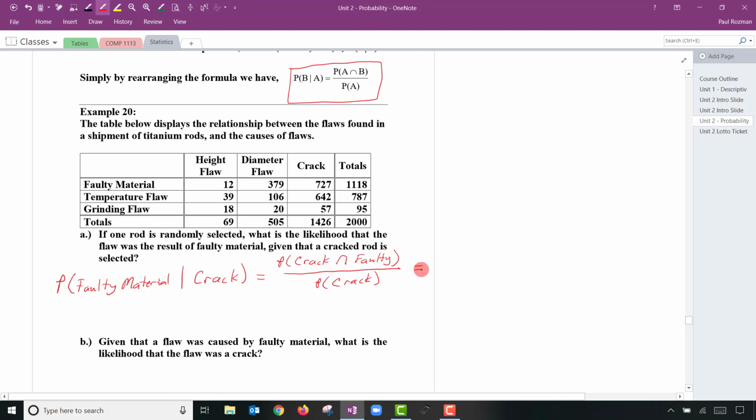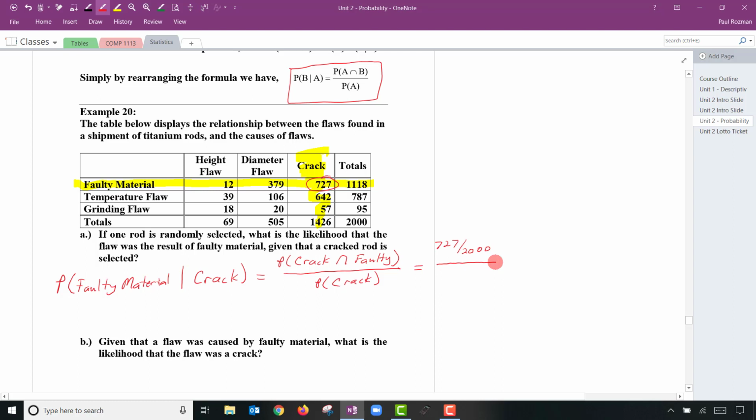So let's see if we can figure this out. We want to find the intersection of cracked and faulty. So that's here. We have faulty material and we have cracks. So their intersection. That notation of using set notation for and works really nicely here. We're saying these two groups intersect here. So there's a 727 out of 2,000 chance of getting one that's cracked and faulty at the same time.